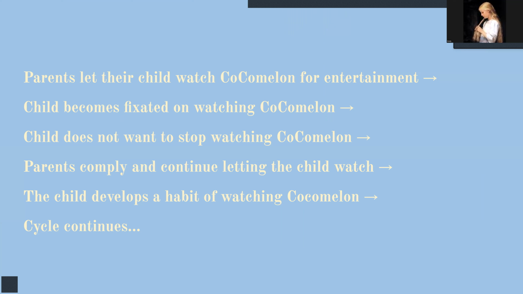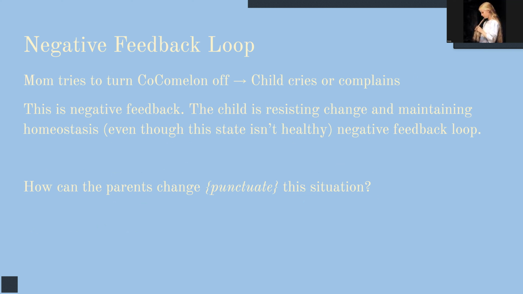So the parents let their child watch CoCoMelon for entertainment. The child becomes fixated on watching CoCoMelon. The child does not want to stop watching CoCoMelon. The parents comply and continue letting the child watch whenever he or she wants to. The child develops a habit of watching CoCoMelon whenever they want to, and the cycle continues. So let's say the mom tries to turn CoCoMelon off and the child starts crying and complaining.